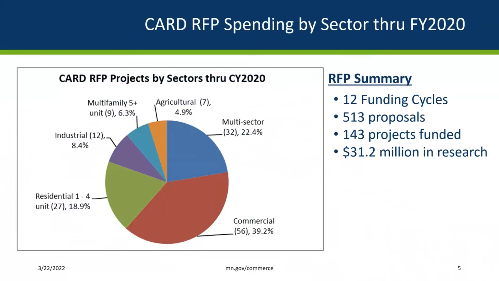As you can see by this pie chart, CARD projects funded to date have been in all building sectors, as well as some that cross multiple sectors. The subject of today's webinar is the residential sector, and we'll discuss results from a recent CARD project that assessed the energy savings opportunity for residential multi-zone air systems. Now I'm going to turn it over to Dave, who'll start our presentation.